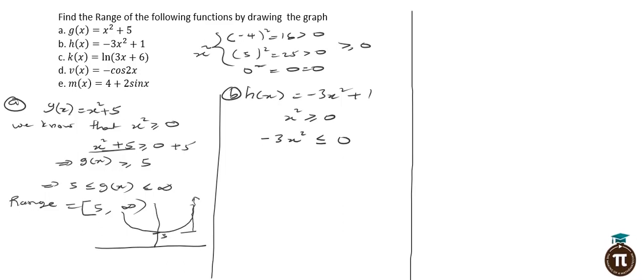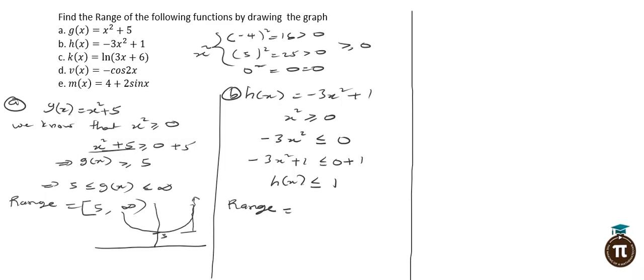I will add 1 to both sides. Minus 3x squared plus 1 will be less or equal to 0 plus 1. Minus 3x squared plus 1 is exactly h of x, so this will be less or equal to 1. So that means for the range, you can see that it is bounded above but not below. Less or equal to 1 means it is smaller than or equal to 1, so it starts from minus infinity and stops at 1. Since it's less or equal to, you have a closed interval here.